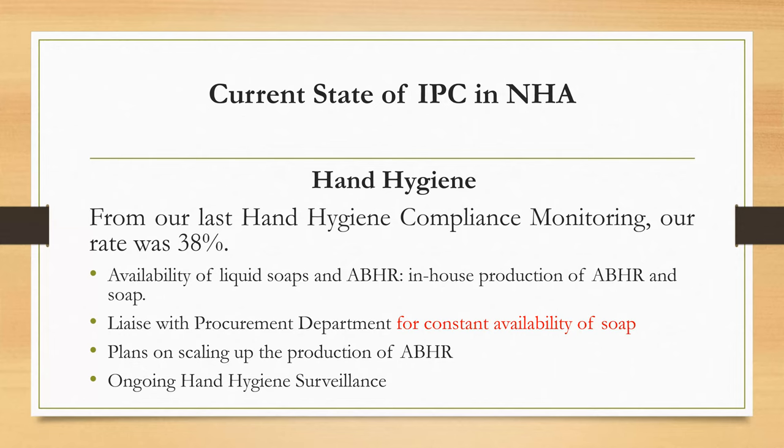Another thing we did on the hand wash was that I had to liaise with the procurement department to make our hand soap available at all times. So when we don't produce hand soap in our pharmacy department, we make sure that the procurement department is always there to support us. And we also have plans to upgrade the production of our alcohol-based hand rub, because we have the plans of putting at least a medium-sized bottle on each patient's bedside. That's on every point of care.